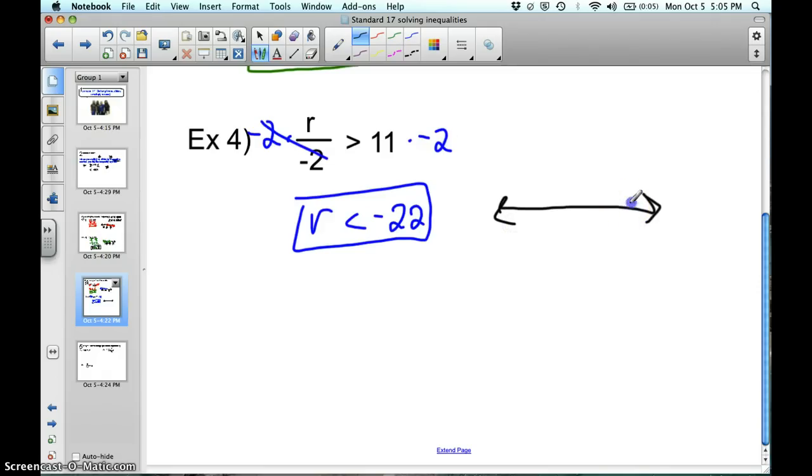All right, so on my number line, I'm going to put -21, -22, and -23. Since it's just less than, I'm going to have an open circle at -22, and less than, I'm always going to shade to the left.